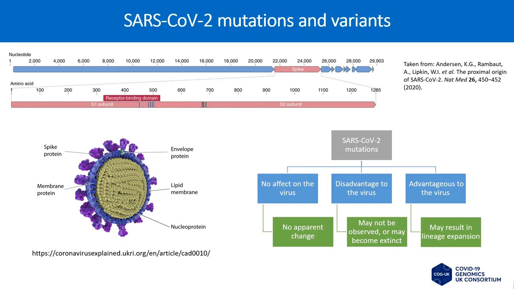Now, mutations occur at random along the genome at around 1 to 2 times a month. These are completely random, and mutations may lead to no effect on the virus biology at all, so there's no apparent change. Now, some mutations may by chance lead to a disadvantage to the virus, and in that case, they may not be observed or may become extinguished. But the ones we really worry about are those that could lead to an advantage to the virus so that the virus is fitter and leads to an expansion of that virus in the human population. Now, the term variant is used to describe the entire genome of a particular virus, including all of its mutations. And a mutation is a change at a single point in the genome.